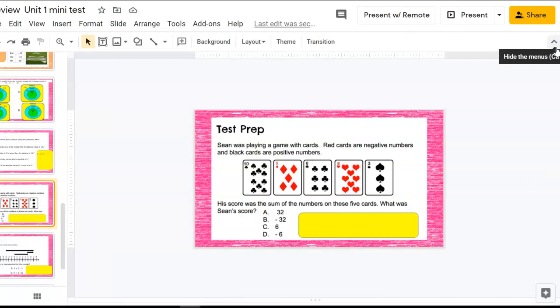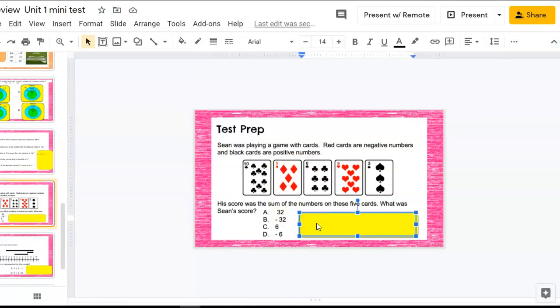Sean was playing a game with cards. Red cards were negative and black cards were positive. His score was the sum of the numbers on these 5 cards. What was Sean's score? So this is going to be 10 plus negative 5 plus positive 6 plus negative 8 plus positive 3.